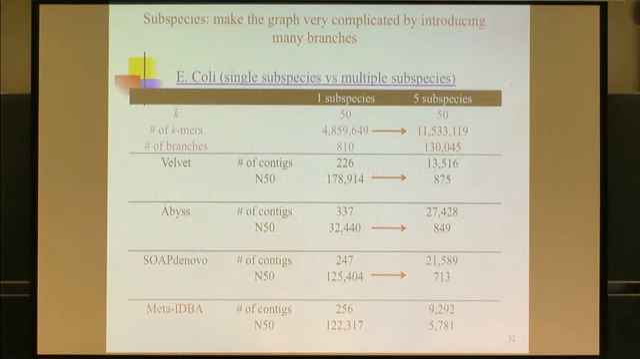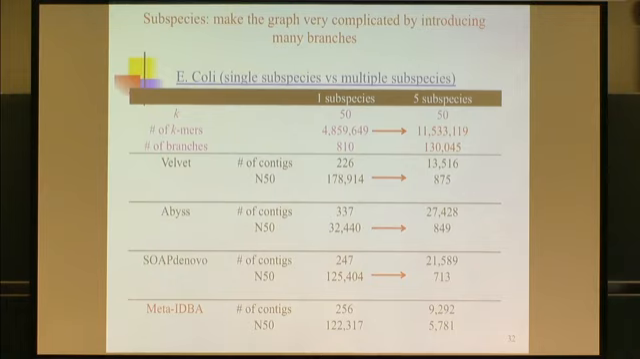Now you can see that we do a very simple exercise. Here we are talking about E. coli. There's only one subspecies, and then we try to mix 5 subspecies in the same graph, and we fix k equal to 50. You can see that the number of k-mers, the vertices in the graph, has gone up by about 3 times. But on the other hand, if you look at branches, the original graph with one subspecies has about 800, but it becomes like 130,000. So it's more than 100 times.